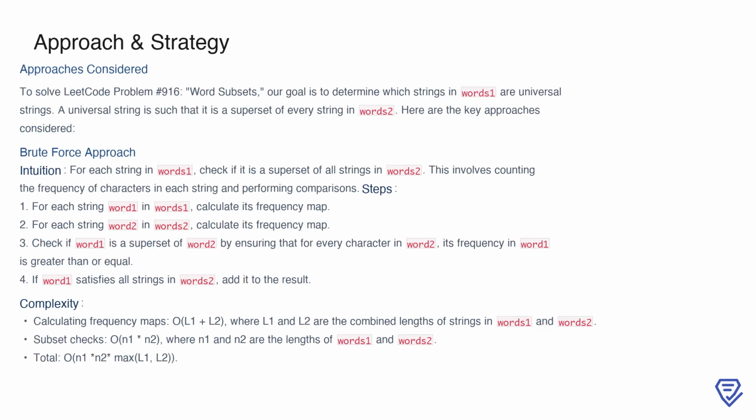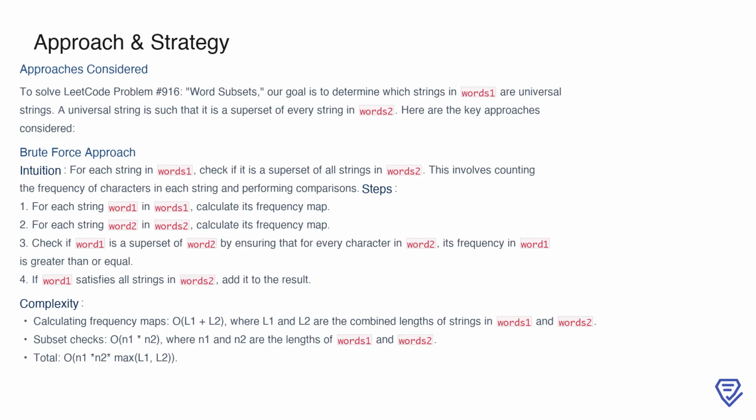To tackle the word subsets problem, our goal is to determine which strings in words 1 qualify as universal strings, meaning they are supersets of all strings in words 2. One approach we could consider is the brute force method. The intuition behind this approach is straightforward. For every string in words 1, we check whether it satisfies the requirements of all strings in words 2. To do this, we first calculate the frequency of each character in both words 1 and words 2. Then, for every pair of strings, we compare their frequency maps to determine if the string from words 1 contains all the characters of the string from words 2 in sufficient quantities.